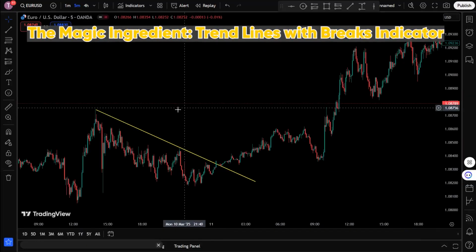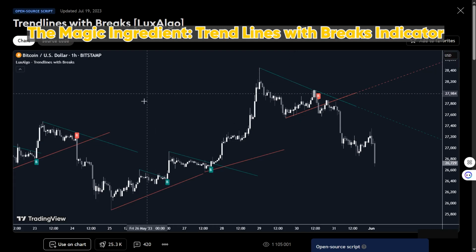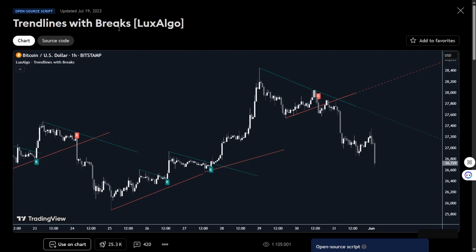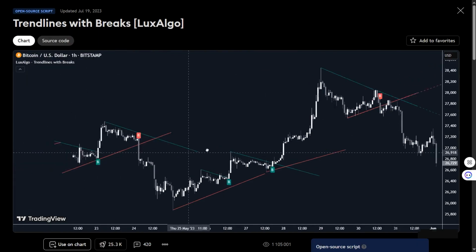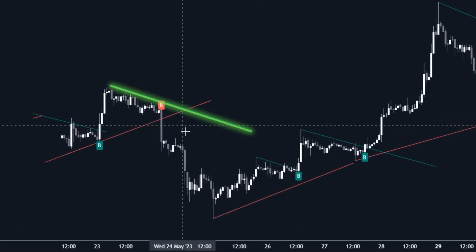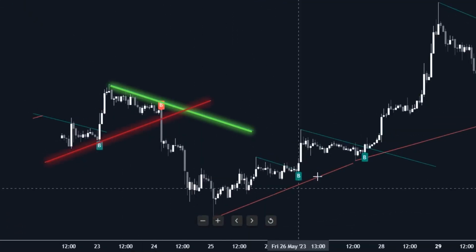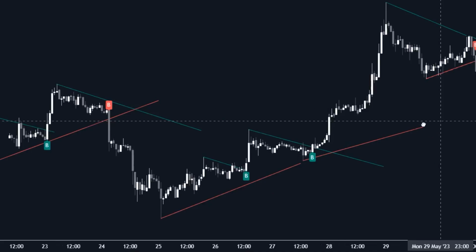The magic ingredient: the Trend Lines with Breaks indicator. This tool is like your personal trend line assistant. It automatically draws trend lines based on pivot points, making your analysis more accurate and efficient.